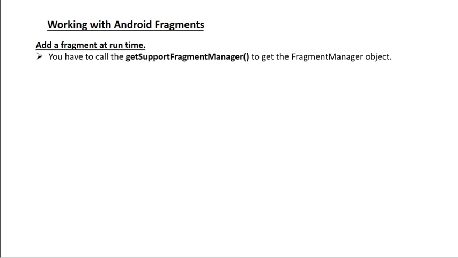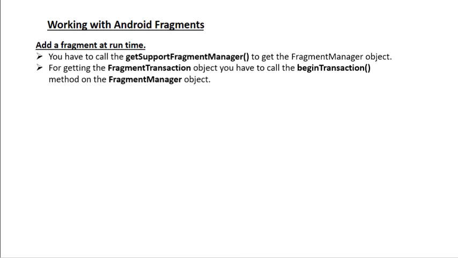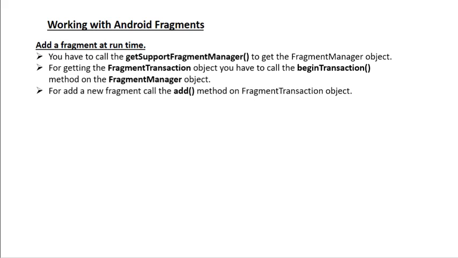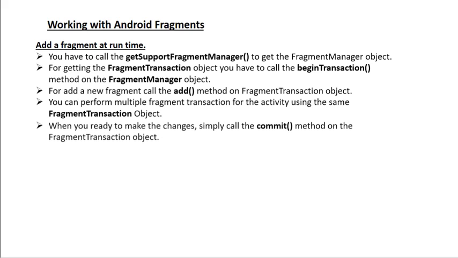You have to call getSupportFragmentManager to get the fragment manager object. For getting the fragment transaction object, you have to call the beginTransaction method on the fragment manager object. To add a new fragment, call the add method on the fragment transaction object. You can perform multiple fragment transactions for the activity using the same fragment transaction object. When you're ready to make the change, you can simply call the commit method on the fragment transaction object.